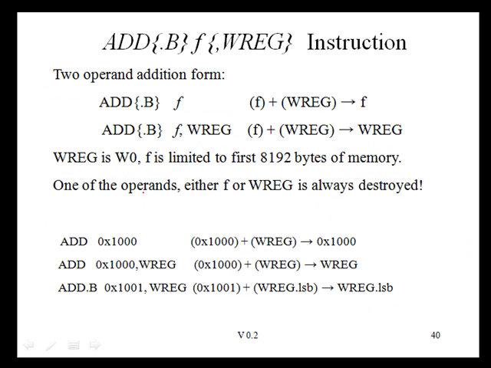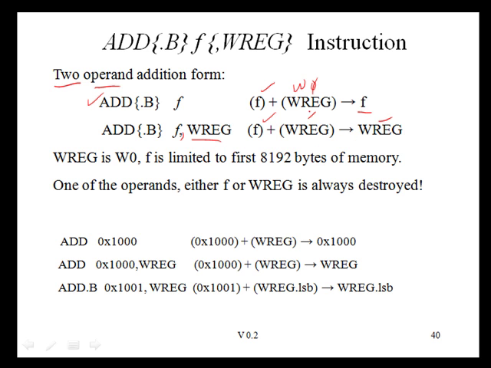The previous form of the add instruction was a 3-operand form. Let's take a look at a 2-operand form. This first form right here, add F, is going to take a value in data memory, add it to WREG, which is W0, and stick the result back in data memory. If I put the destination as WREG, then this form will take the value in data memory, add it to WREG, and stick the result back in WREG.